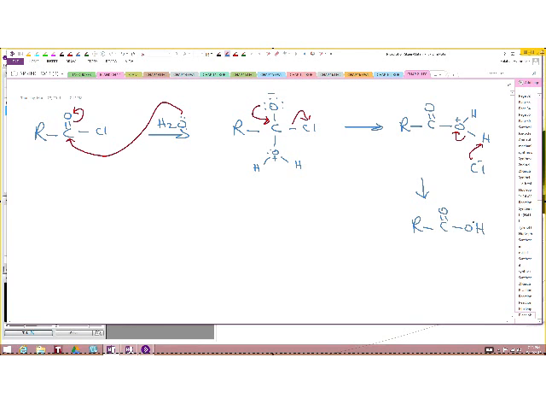Okay, so all of these are basic, they are all the same reaction mechanism. And that is why we call them all nucleophilic acyl substitution reactions.